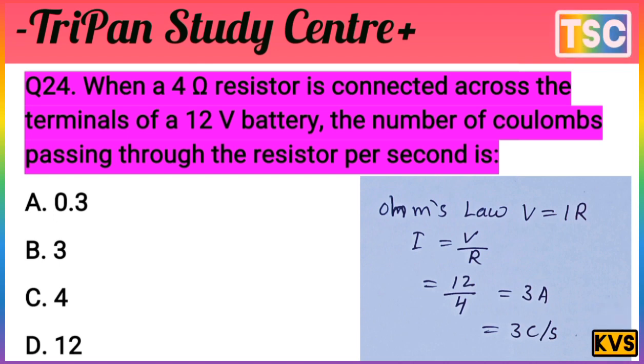Option B is correct. The number of coulombs passing through the resistor per second is 3 coulombs per second. That's important here. Coulomb per second is 3 coulombs per second. That's why option B is correct for this question, and it is the most important calculation here.